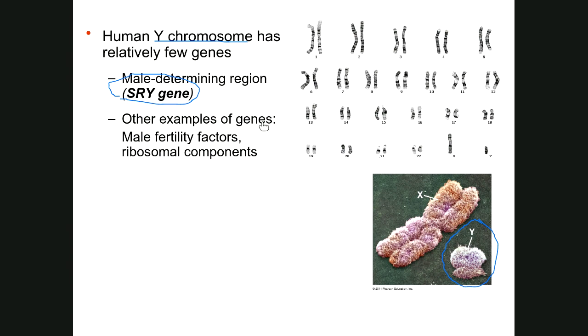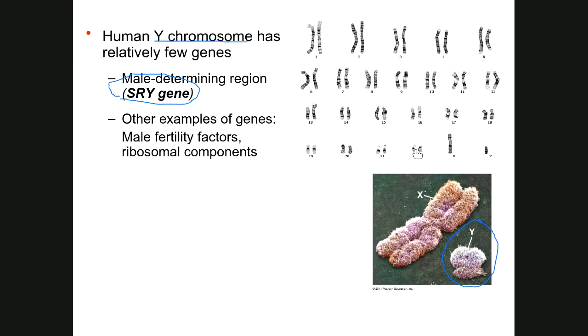Now, it contains other genetic information, such as for male fertility factors and ribosomal components. Okay. Now, for women, technically speaking, for female offspring, they have 23 pairs of homologous chromosomes because the 23rd pair of chromosomes are both X. But for males, when you look at a karyotype such as we have here, we only have 22 pairs of homologous chromosomes, and they're all autosomal chromosomes.